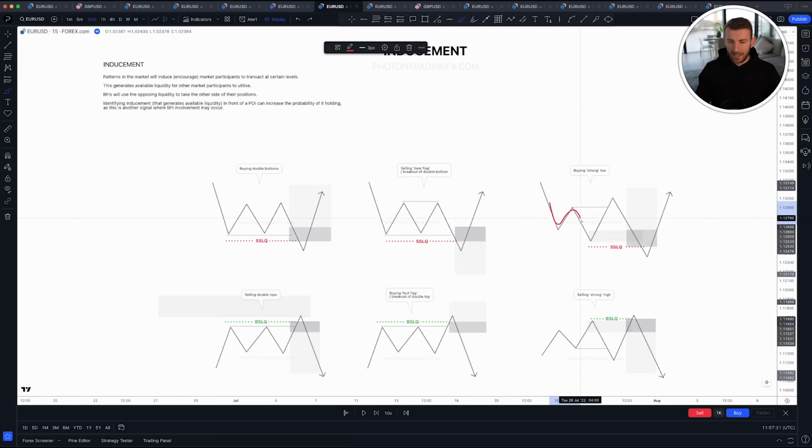Or for instance, you get a low that breaks a high. Traders now see the trend as going to the upside. So they now want to buy here, hoping that that bullish trend will continue. So if they buy there, where is their stop loss going to be?